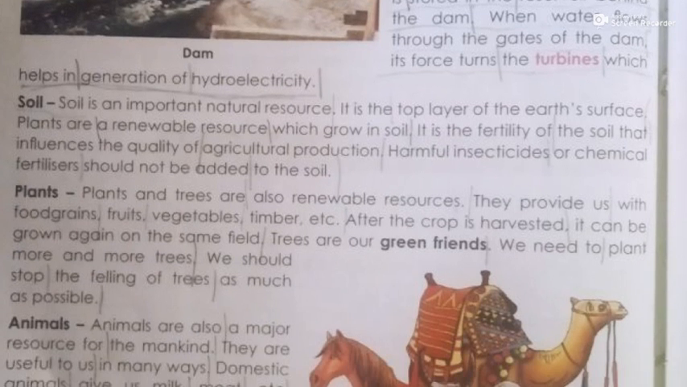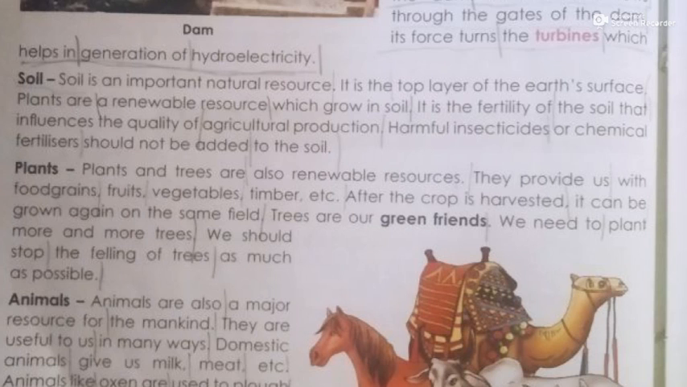Then moving on to the next one, which is soil. Without soil we cannot do anything. This is the top layer of the earth's surface. This is also a very important natural resource, and plants are renewable resources which grow in soil. So without soil plants cannot grow, and we need soil for every kind of agricultural work.